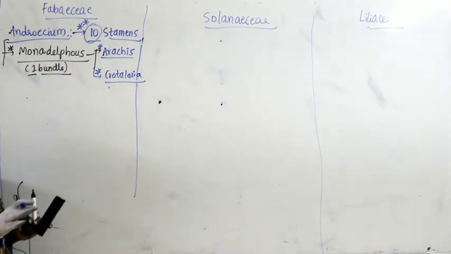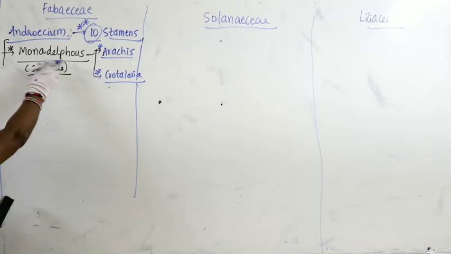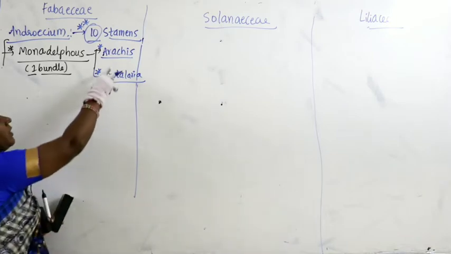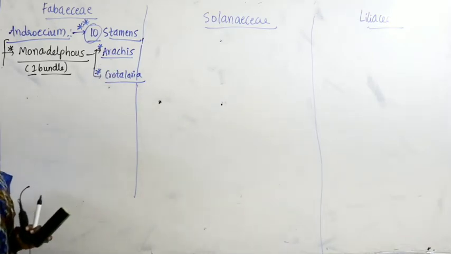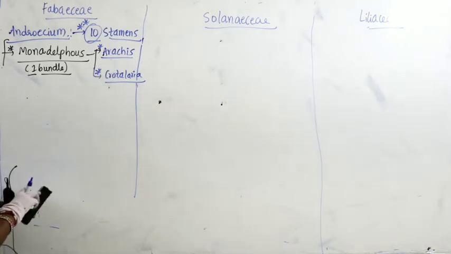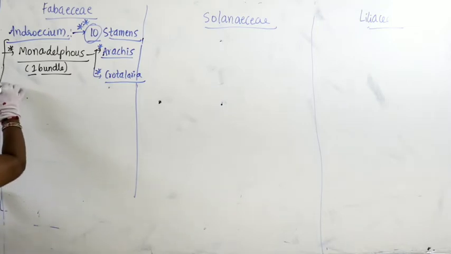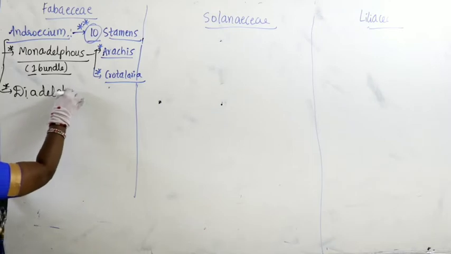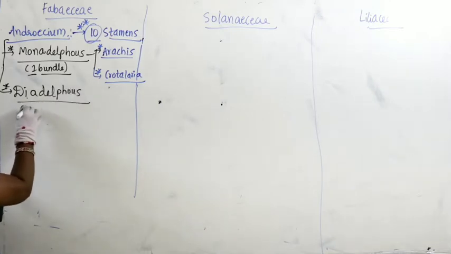Number of stamens are 10. Monodelphous means all 10 stamens join together and form only one bundle. Where do you find such type of arrangement? Arachis and Crotalaria. Similarly, in some members we find the condition called diadelphous.